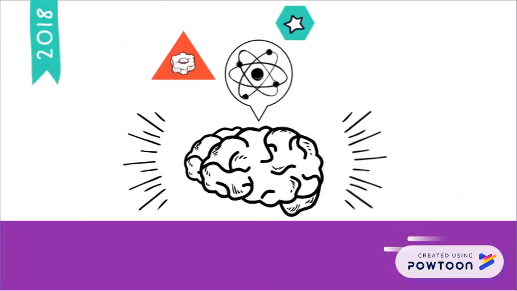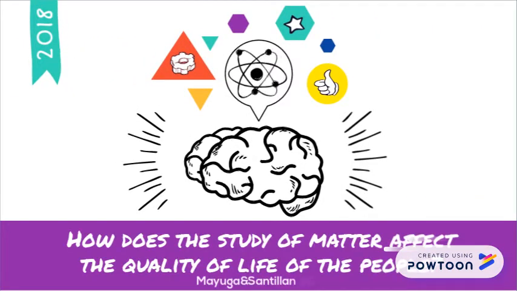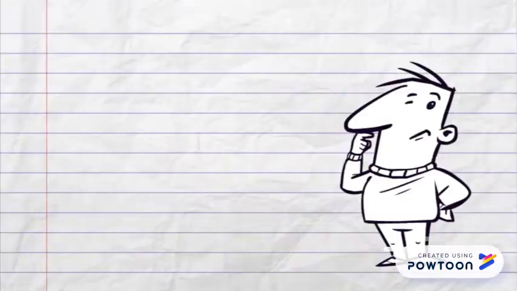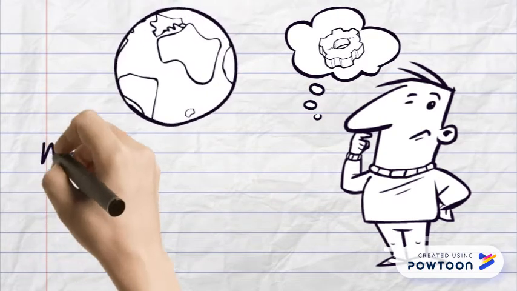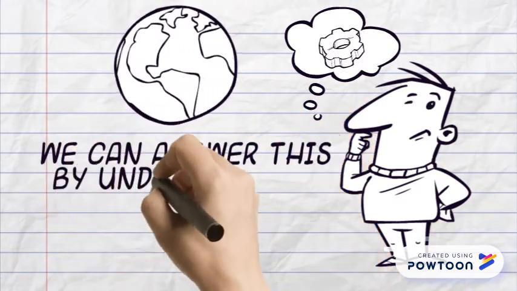How does the study of matter affect the quality of life of the people? By Mayuga and Santillan. So how does it affect the quality of life of the people? We'll answer this by first understanding chemistry and its uses.